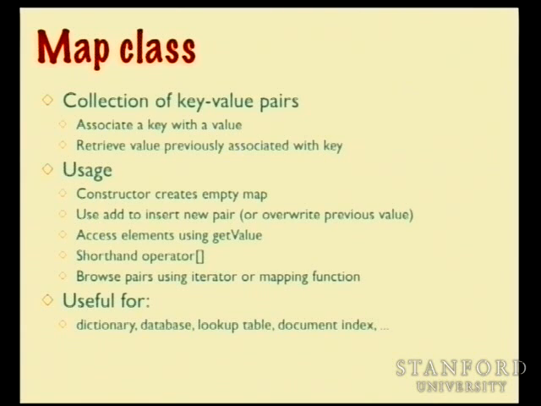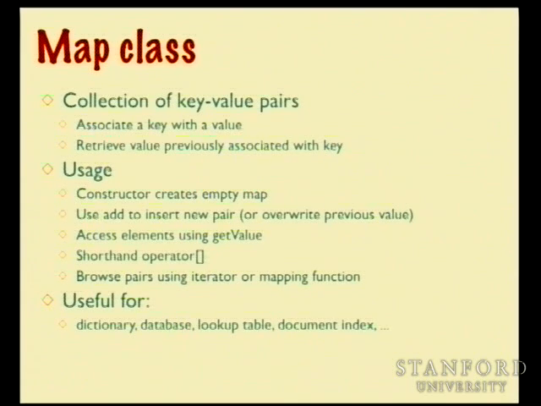Once you create a map, you have operations where you can add a new pair, so you add a key and a value together and stick them in there. If you attempt to add a different value for an existing key, it will actually overwrite. So at any given time, there's exactly one value associated with each key. You can access the elements that you stored earlier, saying, I've got a key, give me the associated value.